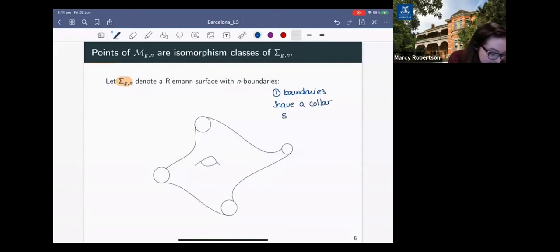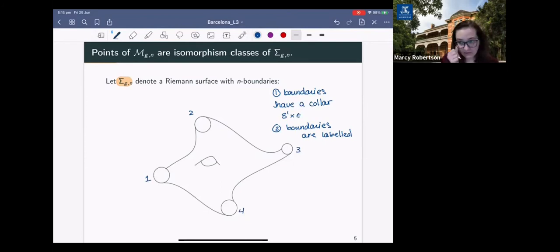Which is a little copy, some little interval floating around. I guess I could use a highlighter. Like around that, floating around each boundary. And I'm going to assume that they have a label. You don't have to do this. I'm just telling you that I'm going to be thinking of this all the time. So I mean that I'm going to be secretly thinking that these things have numbers: 1, 2, 3, 4. And this is, right, an example of a sigma 1, 4.